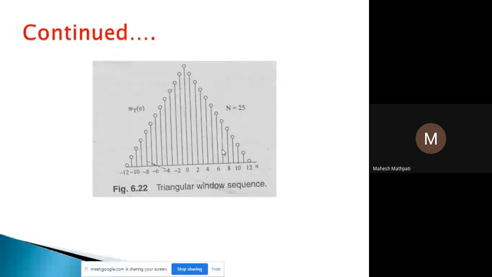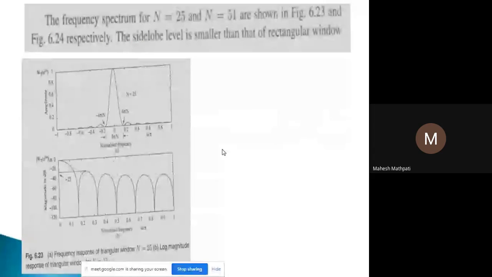Then again we are plotting its frequency response, n equals 25, n equals 51. तो ये frequency response अगर आप for a window we are plotting first, तो क्या ऑब्जर्व हो रहा है यहाँ पे? If you look at this graph and the previous graph of the rectangular window, can you tell me the change? क्या चेंज हो रहा? n equals 25 rectangular window graph and this triangular window graph. What is the change you are observing?